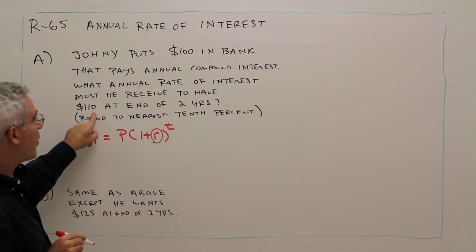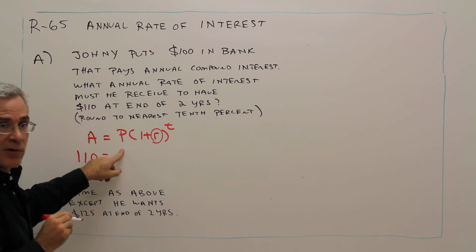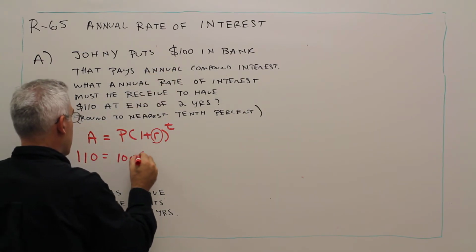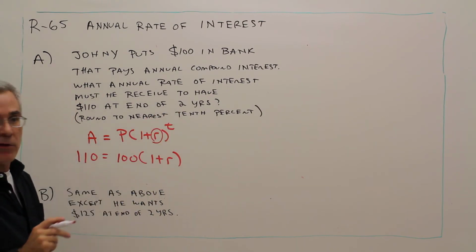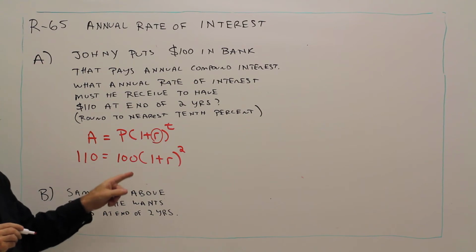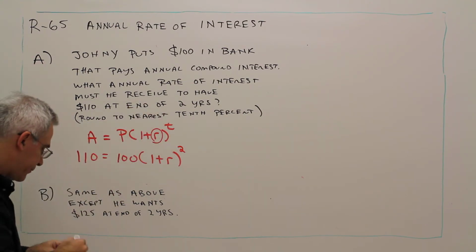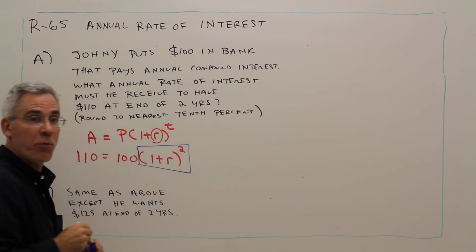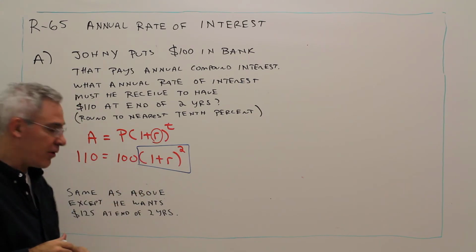Our future amount, we want to have $110. Our principal or deposit is $100. R is what we're looking for, and the time value is 2 years. So now I want to solve this equation for R. What I'm going to first do is isolate this term, and then what undoes squaring? Plus or minus square rooting, but I'll just take the positive value.